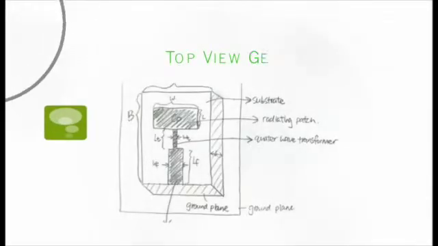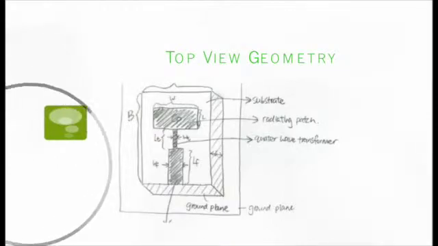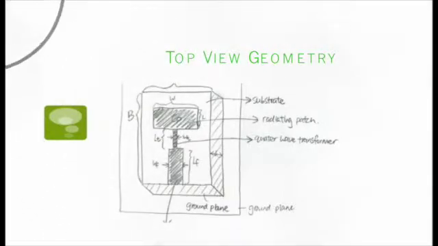And here is the top view of our rectangular microstrip antenna. The radiating patch of the length L and the width W are designed for the resonant frequency of 3.5 GHz. A quarter wave transformer of the length LT and the width WT is used between the patch along the width and the microstrip line of the length LF and the width WF for matching their impedance.